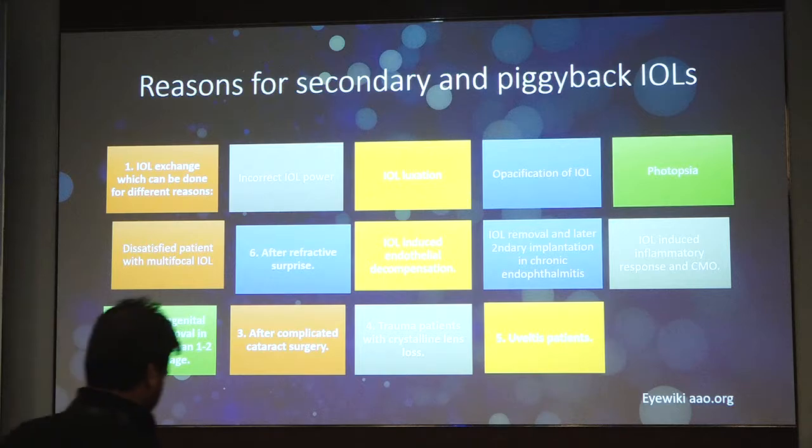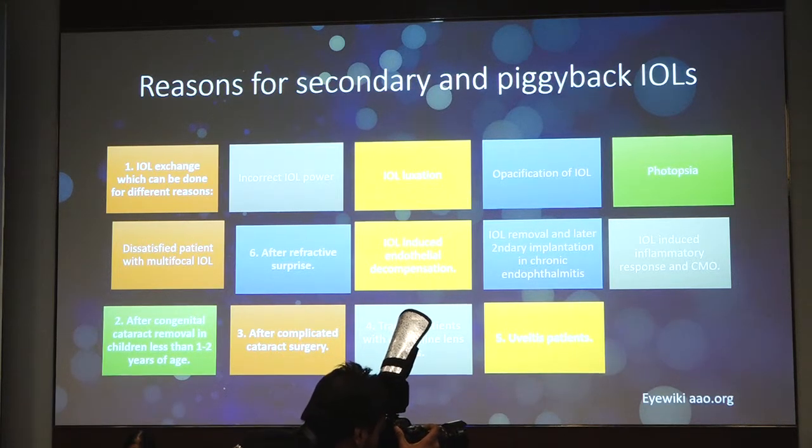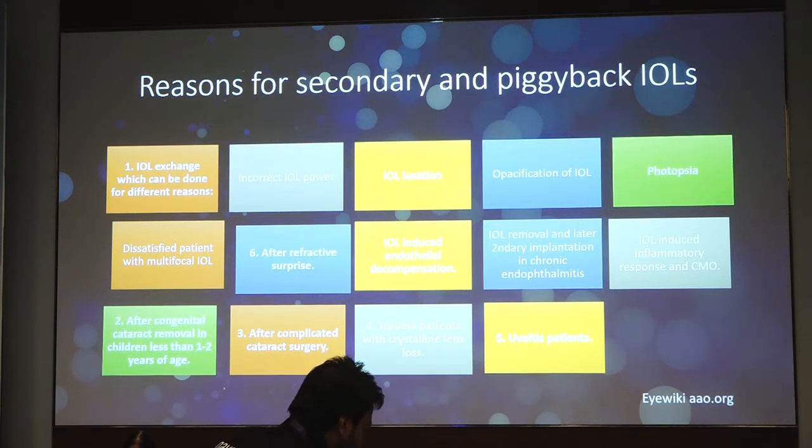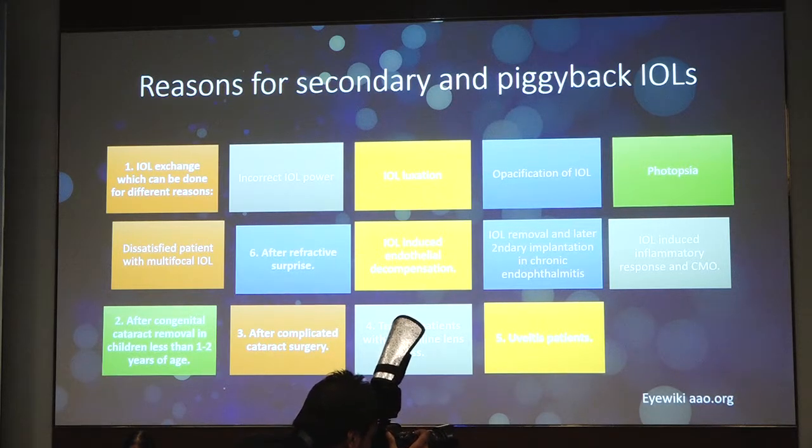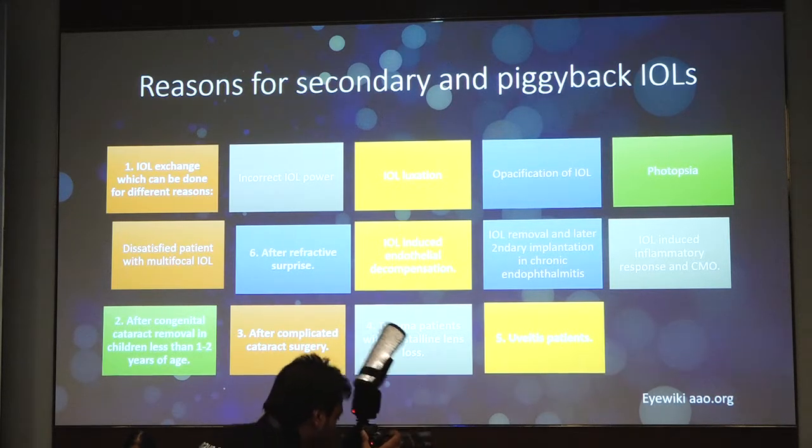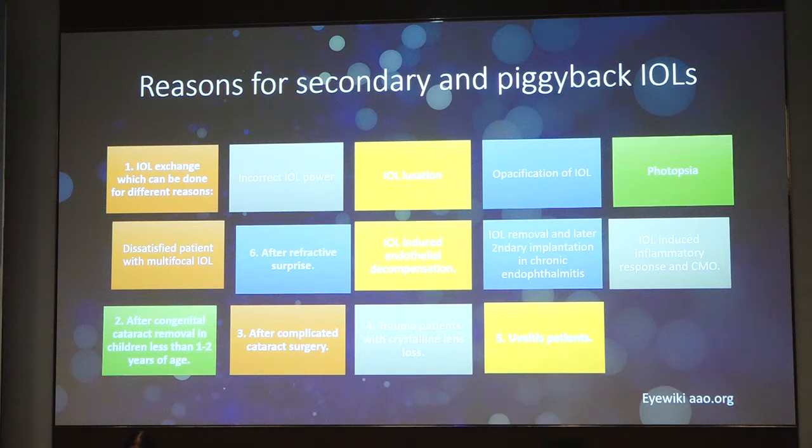iWiki says that the reasons for secondary and piggyback IOLs are these, but for most of us, number 3, after complicated cataract surgery, forms the bulk of our reasons for putting an implant. We have a surgery where we have a complication, we have PCR, and we tend to postpone, and then we do it. A good friend of mine who has a large volume teaching program for postgraduates, who does about 8 to 10 secondary IOLs every week, tells me that if you're not experienced or prepared and don't have the proper equipment, please don't rush and put a secondary IOL.